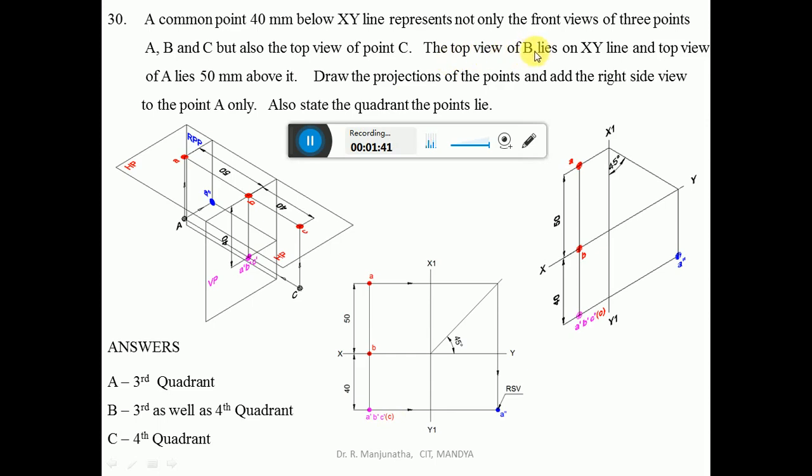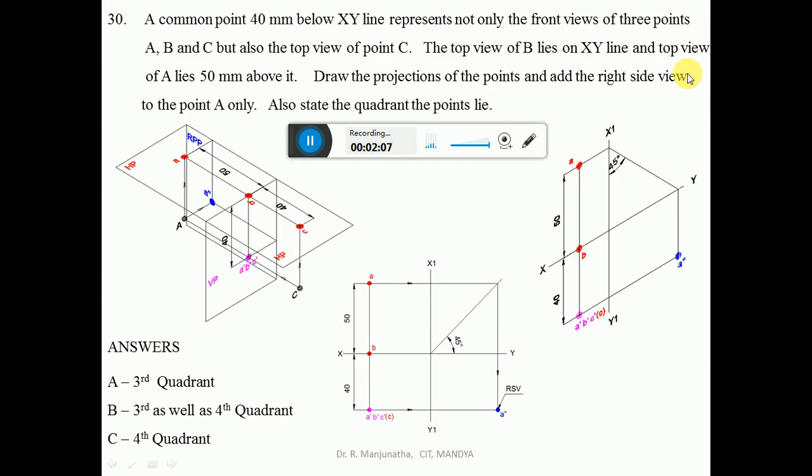The top view of B lies on XY line, so the top view of B will lie on XY line here, and the top view of A lies 50 mm above it. So the top view of A lies 50 mm above it. Draw the projections of the points and add the right side view for the point A only. Also state the quadrants the points lie.